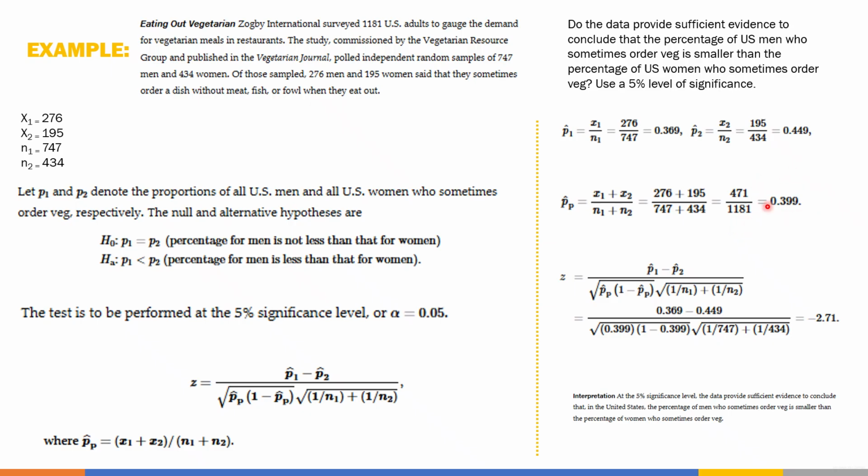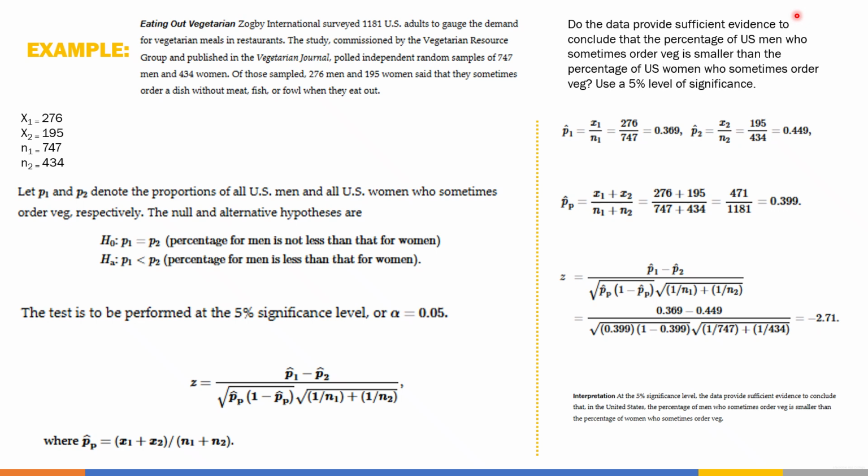And so you get a p hat of 0.399. So all you have to do is put all of the numbers in here and calculate it. Make sure that you do it and get this answer. And I find that people will freak out when they get a negative number. It's totally fine to get a negative number, and it's left-tailed, so you would expect it. So now we have this z value of negative 2.71, and we have to make a decision.